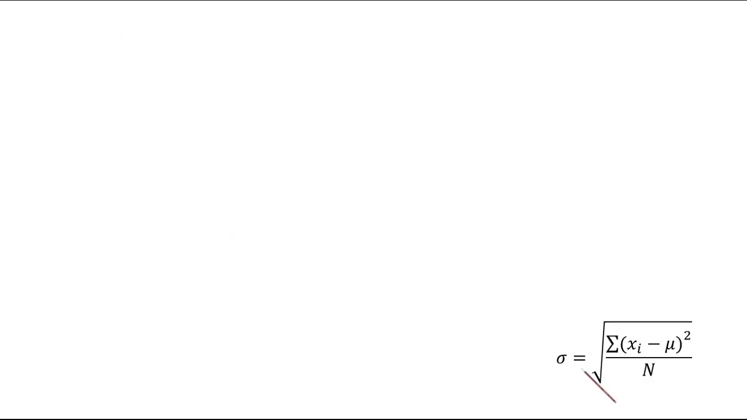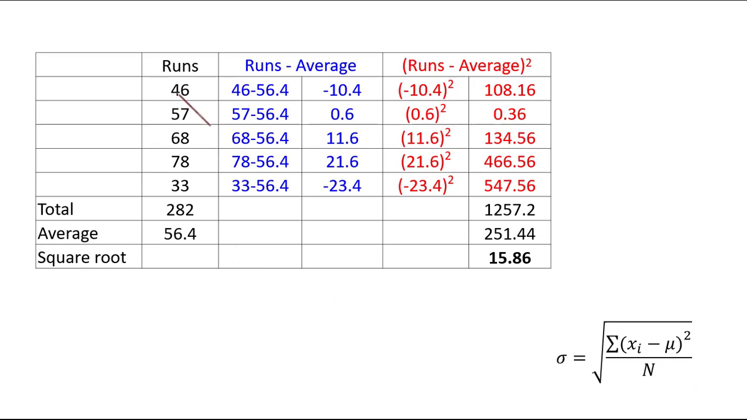Standard deviation is given by this formula. Sigma, or the standard deviation, is the square root of the summation of the square of the differences of the individual numbers from their mean, the whole upon n. Oh my goodness, what does this mean? Let us take the player A. He scored 46, 57, 68, 78, 33 runs with a total of 282 and average of 56.4. So how did we find the average? By dividing this total by 5.